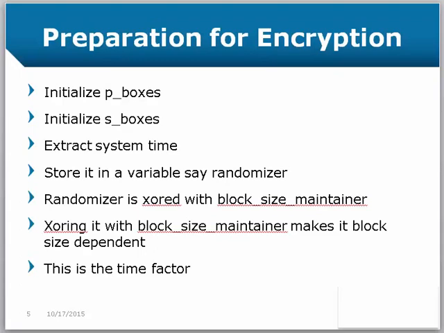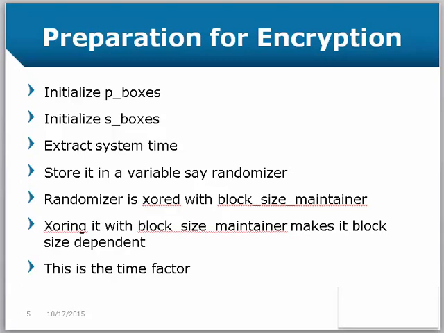Now, in my algorithm there are various stages, and I am going to elaborate these stages in the next parts. The first part is preparation for encryption. In this part, at first we initialize P boxes and S boxes. Then we extract the current system time and store it in a variable, say randomizer. Then we store the randomizer with the block size maintainer.